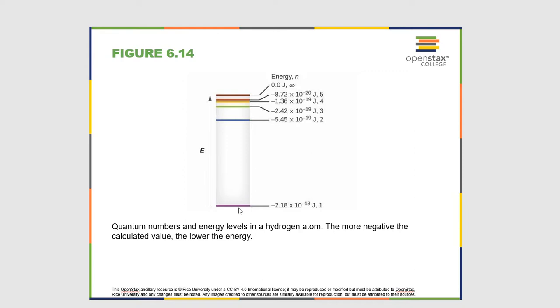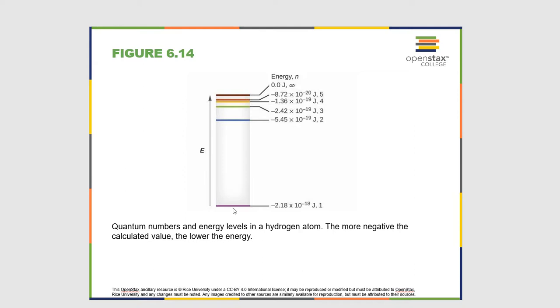So if you look here, n equals 1, 2, 3, 4, 5. Here is n equals infinity. What's important to note is that the nucleus is down here, and as we get further and further away from the nucleus, the energy levels get closer and closer together. So the distance between n equals 1 and n equals 2 is much greater than the distance between n equals 2 and 3, 3 and 4, 4 and 5, and even 5 and infinity.